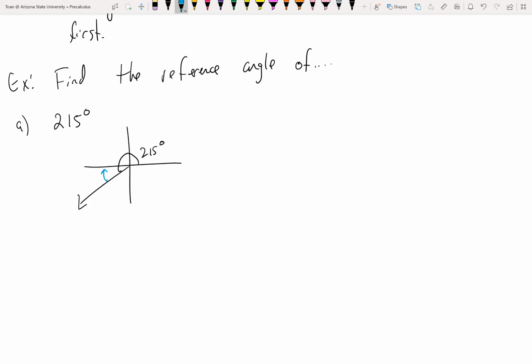And the rest is just common sense math. If I want this piece here, and I've got this whole piece, I hope everyone agrees that we sort of overshot 180 degrees. So the reference angle, this little blue sliver here, is the difference between 180 and 215. So there you go, easy peasy, you're done. The reference angle is the difference between 215 and 180, so 35 degrees is the reference angle.